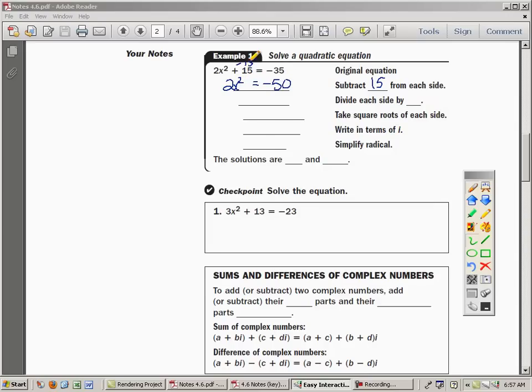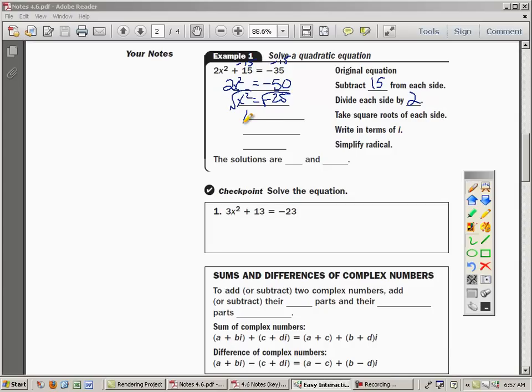Because if I minus 15 from both sides, I get negative 35 minus 15 more, which is negative 50. Now, divide each side by 2, I get x squared is equal to negative 25. Now, back in Algebra 1, you would have said, I can't do this because I can't take the square root of a negative number. But now we've given you the tools to do so.